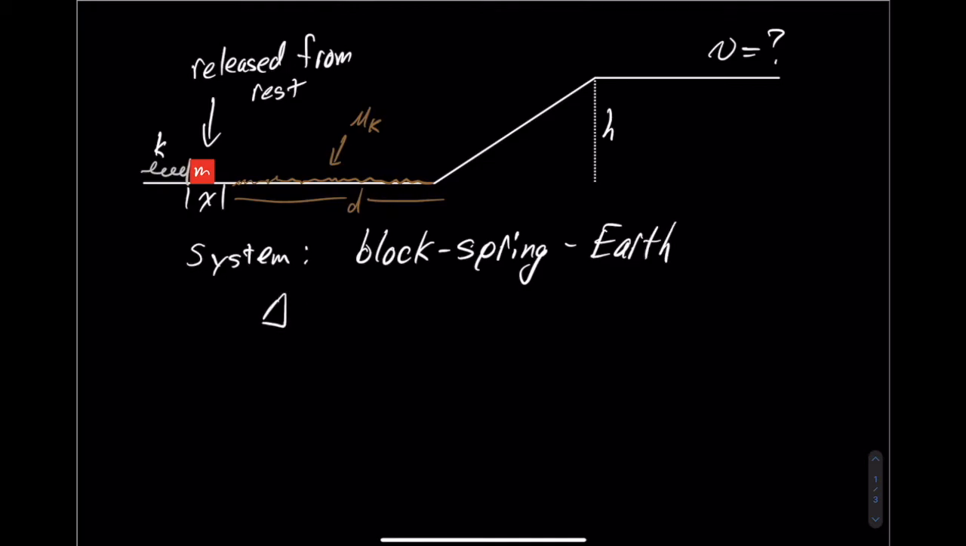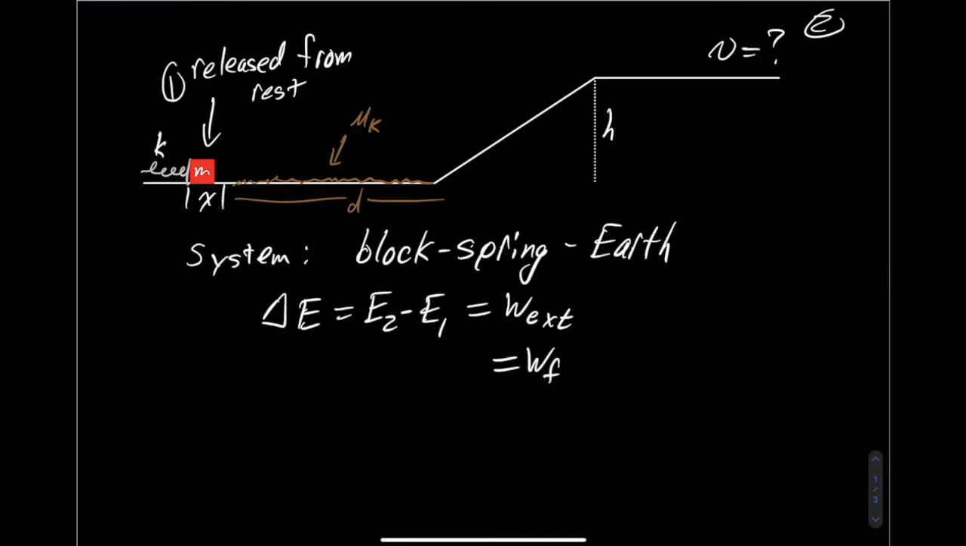We have that the change in energy, which let's define point 1 as the point where the block is released from rest, and point 2 being at the top. So the change in energy is equal to E2 minus E1, and that's equal to the external work on the system. That's our work energy theorem. And in this case, because there is friction involved, the external work is the work done by friction. And so we can't define our system to include everything, because friction is always an external work.